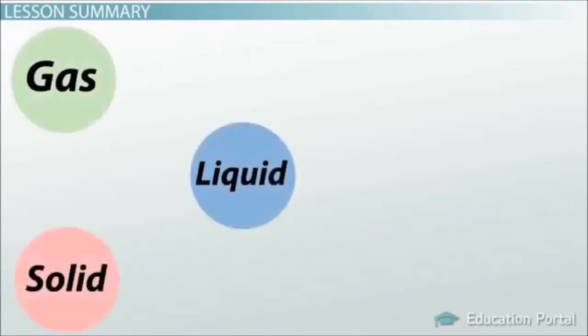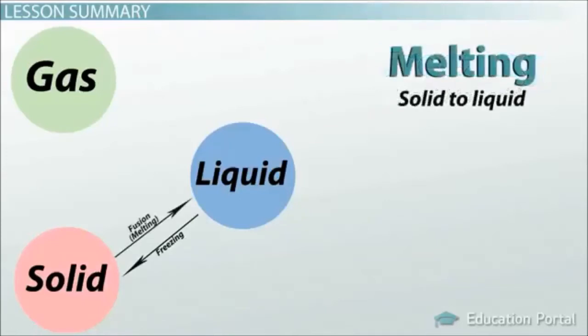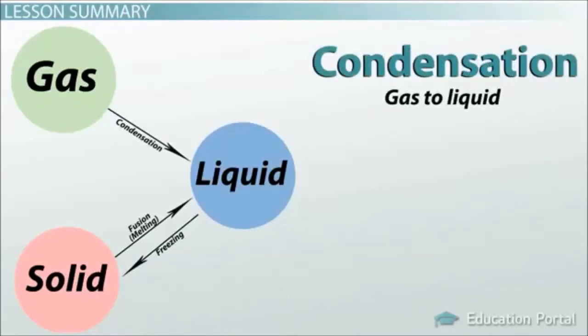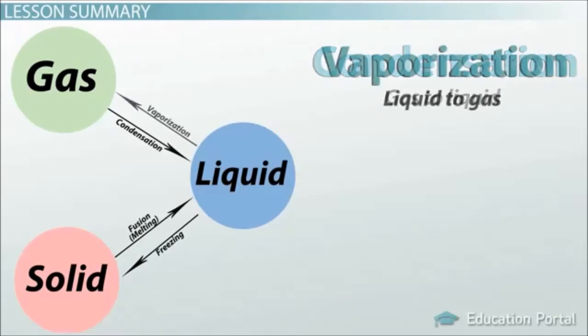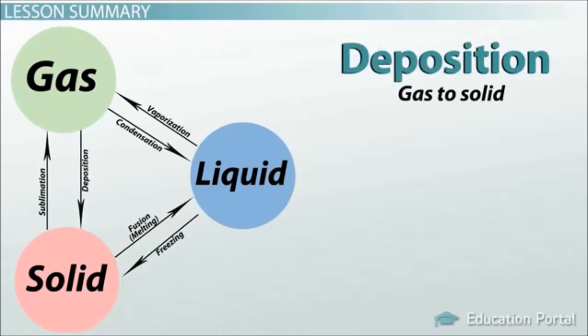Substances on Earth can exist in one of 4 phases, but mostly they exist in one of 3: solid, liquid, or gas. There are 6 changes of state that substances go through: freezing, liquid to solid; melting, solid to liquid; condensation, gas to liquid; vaporization, liquid to gas; sublimation, solid to gas; deposition, gas to solid.